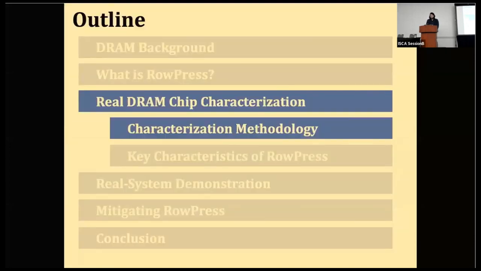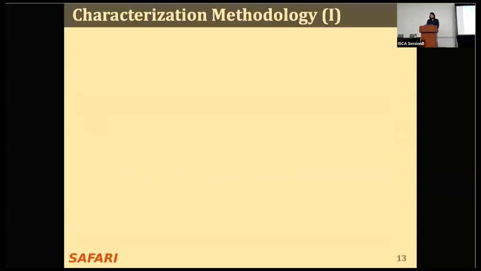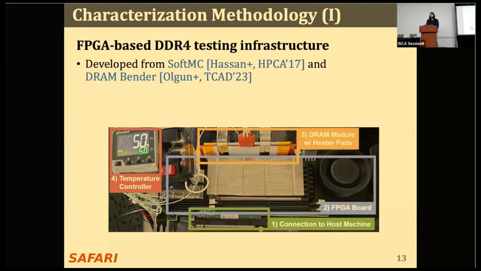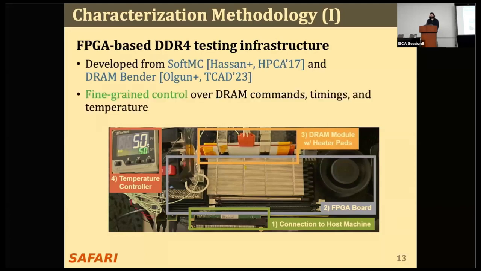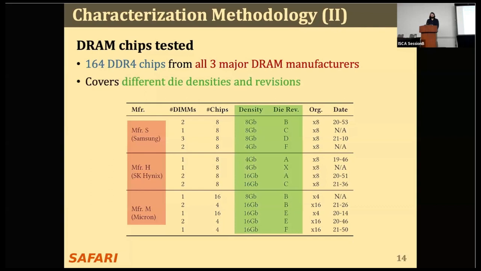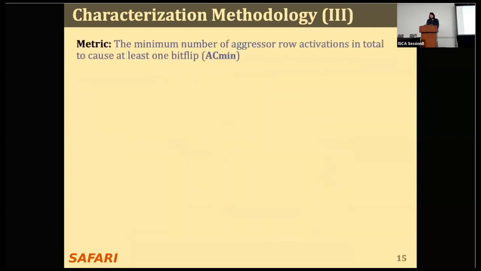I will start with our characterization methodology. We use an FPGA-based DDR4 testing infrastructure developed from DRAM Bender, which gives us fine-grained control over DRAM commands, timing, and temperature. We test 164 DDR4 chips from all 3 major DRAM manufacturers, covering different die densities and die revisions. The key metric we are looking at here is the minimum number of aggressor activations needed to induce at least 1 bit flip, or AC-min.